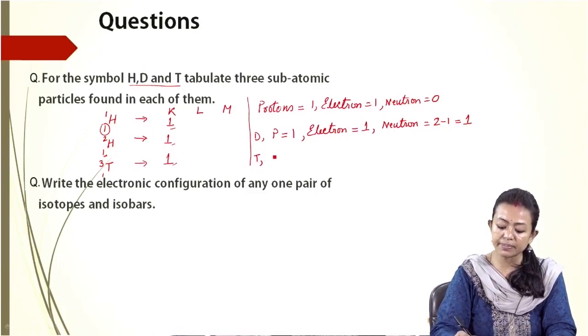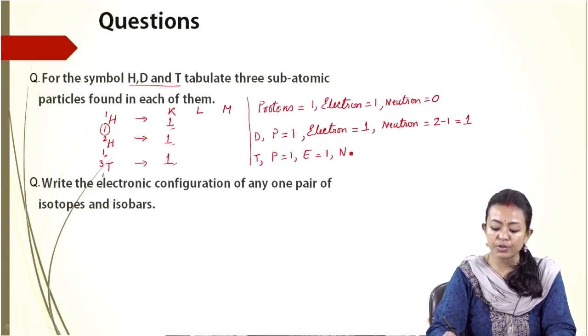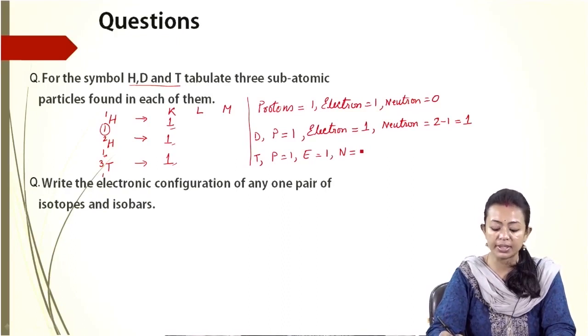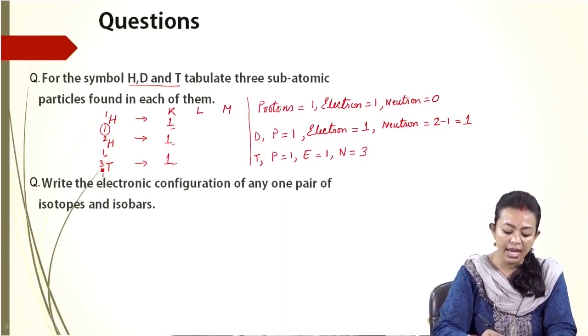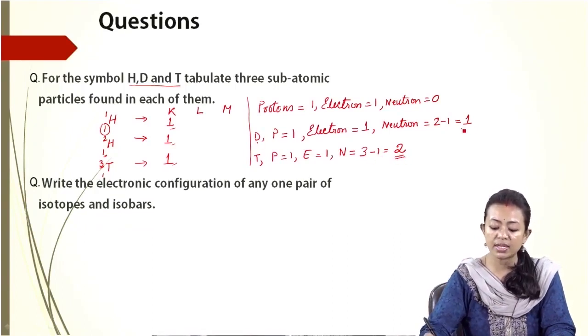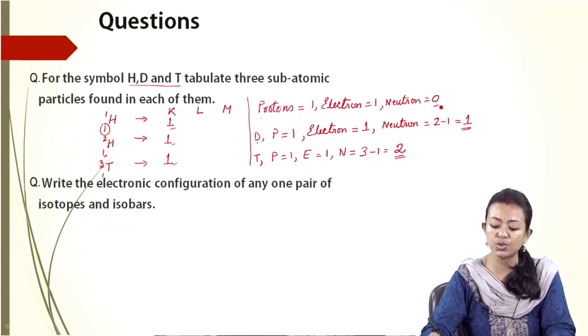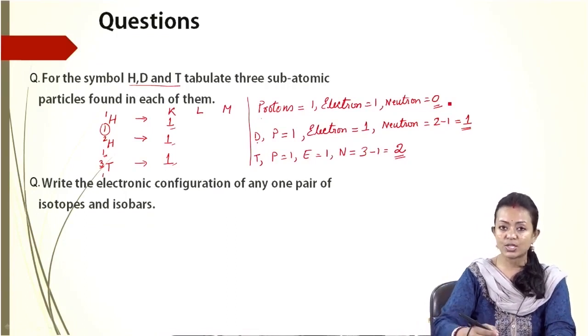In case of tritium, proton 1 because atomic number is 1, electron 1 because the number of proton and electron is going to be same, whereas the number of neutron will depend on the difference between the mass number and the atomic number. So as the mass number is 3 and the atomic number is 1, 3 minus 1 is equal to 2. So we see that in case of tritium there are 2 neutrons, in case of deuterium there is 1 neutron, whereas in case of protium there is no neutron. Okay, let's go to the second one.